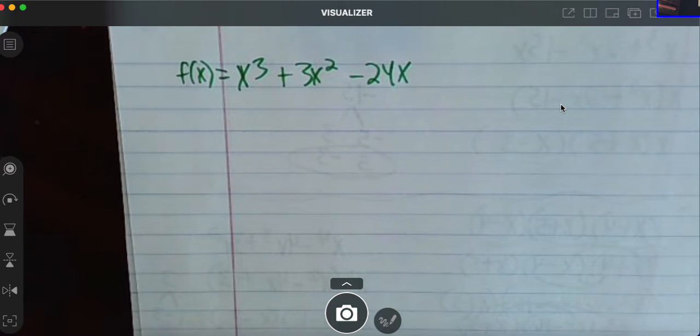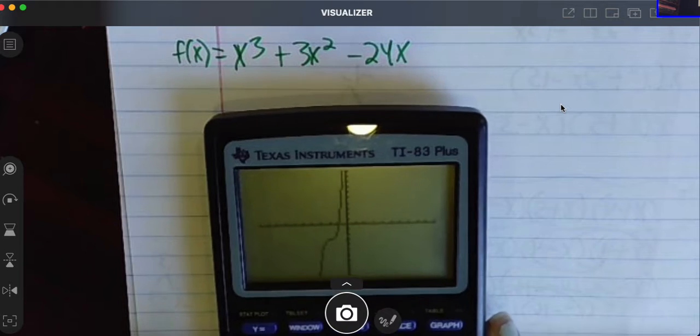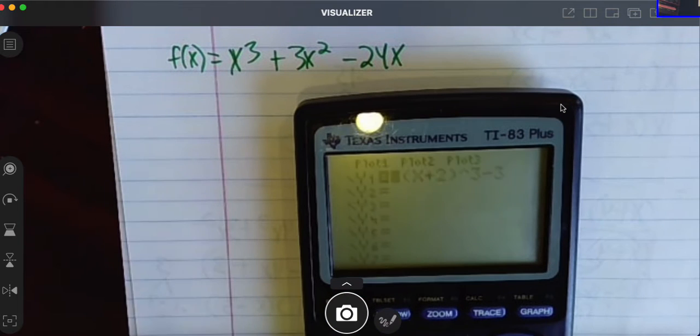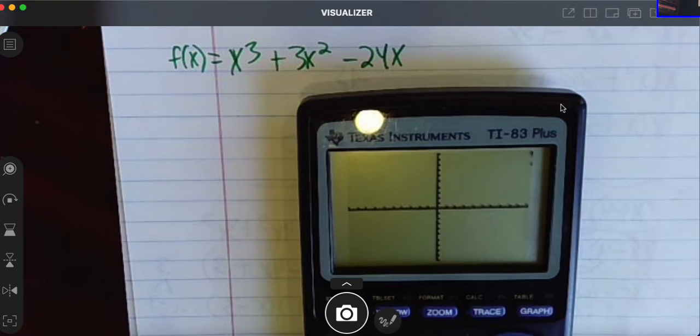How in the world do we do that? You have to have a calculator. You're just going to find the max and min. We did that in the last chapter and several times in this one. So you go to y equals. You press the second button and hold down the up arrow. Okay. So I'm going to type in x to the third plus 3x squared minus 24x. And I'm going to graph it.